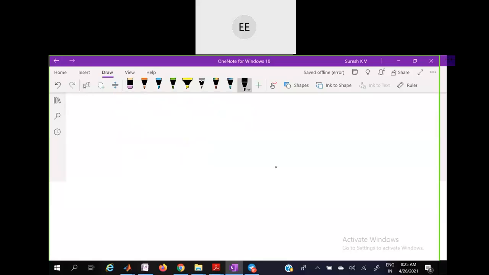So assume that I have a satellite image. Assume that this is a satellite image. Now assume that there is some water here. This is water, some water tank or whatever it is.